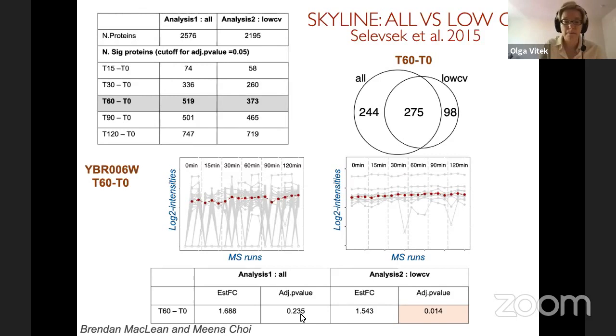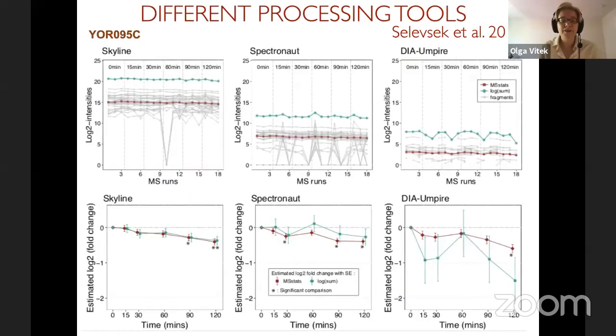So this actually matters. Now if we look at the same data with different data processing tools, we see that data processing tools, of course, are very important. This is the Skyline low CV. This was Spectronaut with everything. DI Empire, I want to make a disclaimer. DI Empire is not designed for the mass resolution of this instrument. So DI Empire performs better than that. So this is not necessarily a fair comparison to DI Empire.